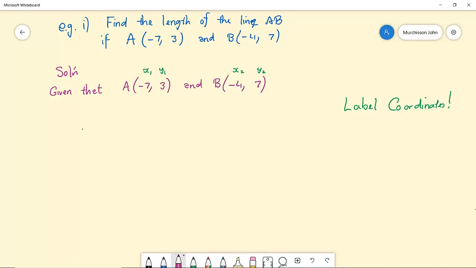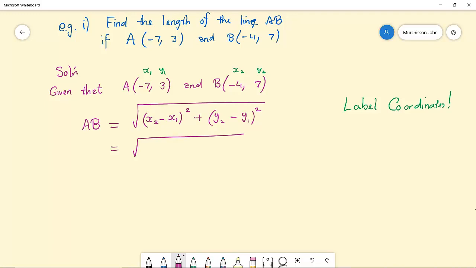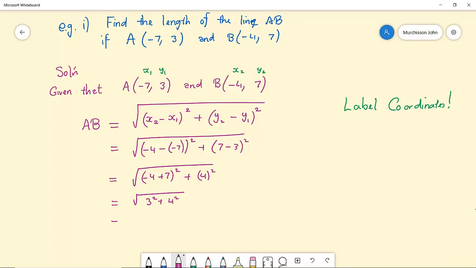Now, AB, we write the formula. AB is equal to the square root of (x2 minus x1) squared plus (y2 minus y1) squared. This is equal to the square root of (-4 subtract -7) squared plus (y2, which is 7, subtract y1, which is 3) squared. So we have here (-4 plus 7) squared plus 4 squared. So this is equal to the square root of 3 squared plus 4 squared, which is square root of 9 plus 16, which is square root of 25, and this is equal to 5.